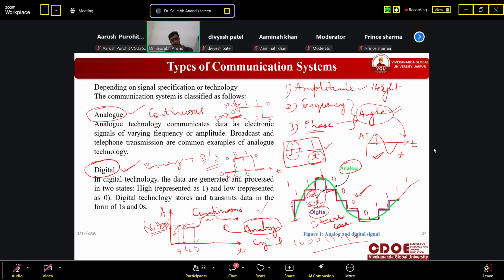Clear? Any doubt? So have you understood how we can draw the digital signal of given analog signal? Yes.